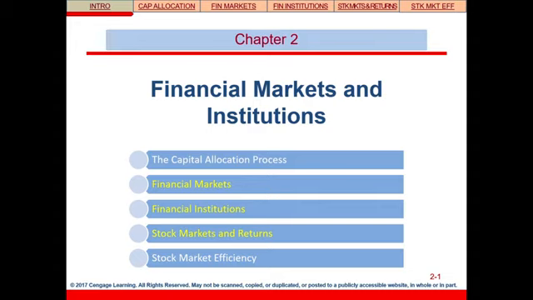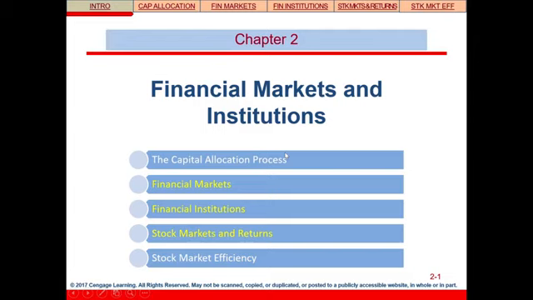Today let's talk about Chapter 2, Financial Markets and Institutions. There are basically three main parts in this chapter. The first part is financial markets, the second part is financial institutions, and the last part is stock markets and returns.